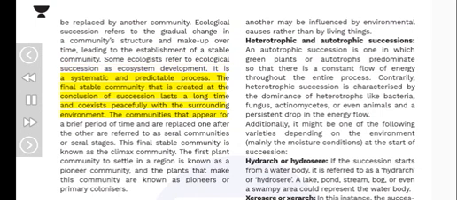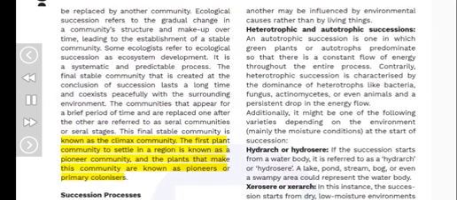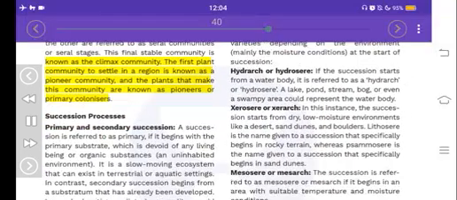The final stable community that is created at the conclusion of succession lasts a long time and coexists peacefully with the surrounding environment. The communities that appear for a brief period of time and are replaced one after the other are referred to as seral communities or seral stages. This final stable community is known as the climax community. The first plant community to settle in a region is known as a pioneer community, and the plants that make this community are known as pioneers or primary colonizers.